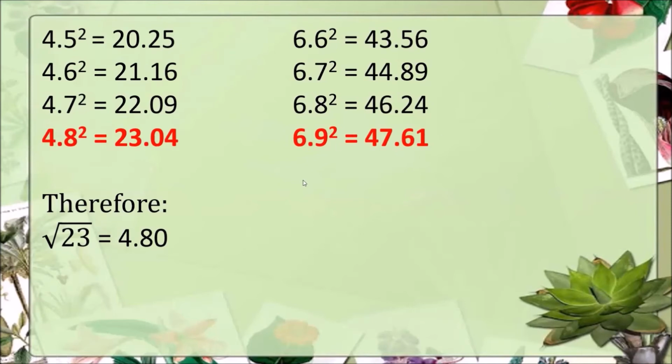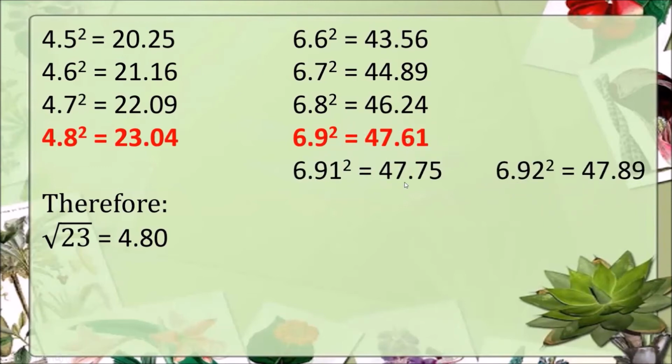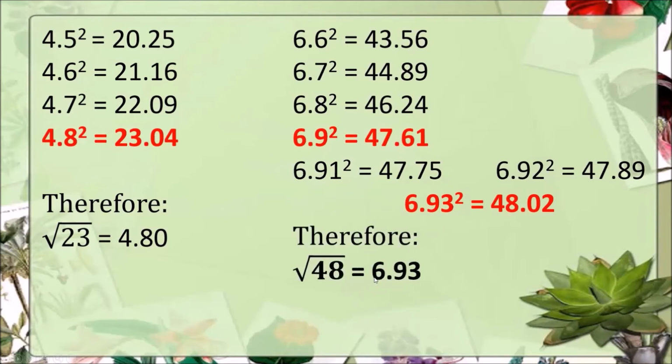So, dito tayo mag-i-stick at magko-continue for 2 decimal places for the hundreds. So, 6.91 squared is equal to 47.75. 6.92 squared is equal to 47.89. 6.93 squared is equal to 48.02. So, ito na yung value o estimate value ng square root of 48 is equal to 6.93.